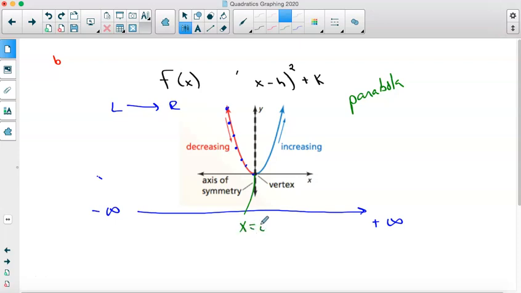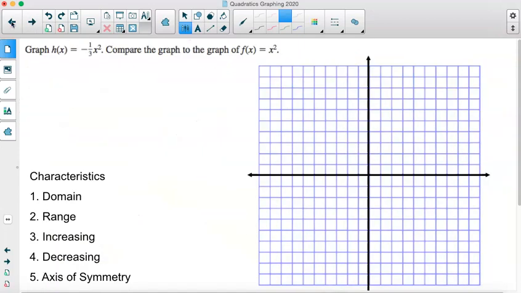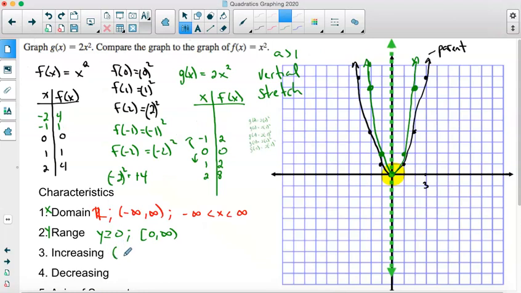Until I get to where x is 0 here, okay? Up until that point, until I hit that bottom, as x increases, my y values are decreasing. So when is this decreasing? If this continues, way out here, x is coming from negative infinity, and it's going to stop at 0. So it's increasing, or I'm sorry, it's decreasing, right?